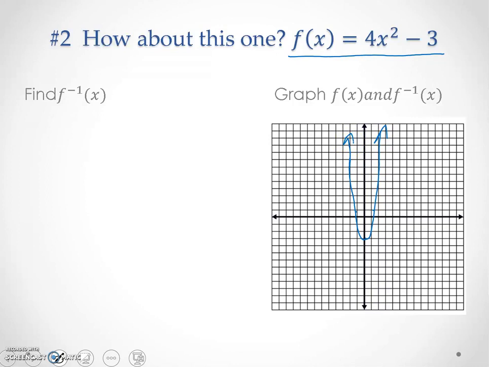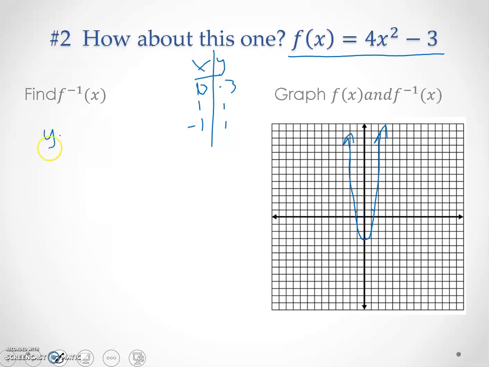And if we are not sure about that, we could go ahead and make a table of values here. Maybe we should plug in 0 first. If I plug in 0, then it's going to be 0 and negative 3. If I plug in 1 or negative 1, then 1 squared is 1, times 4 is 4, and 4 minus 3, I'm going to get 1 both times. But it's going to be a skinny parabola that opens up like this. Well, let's find the inverse of this function.